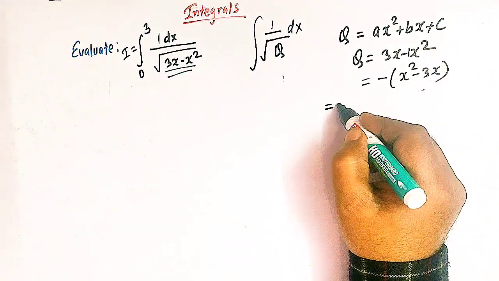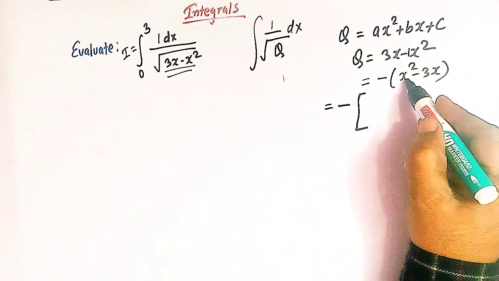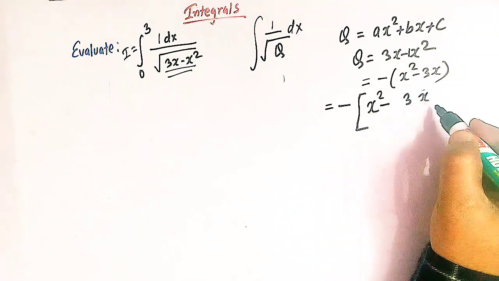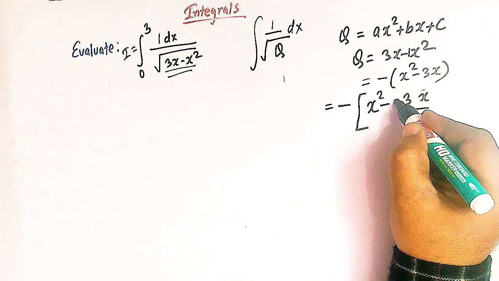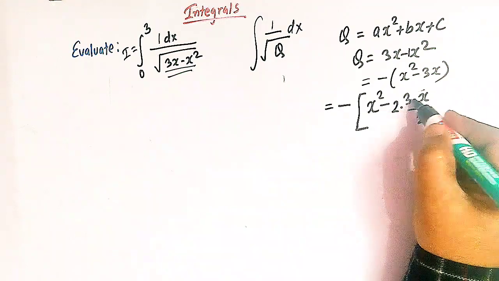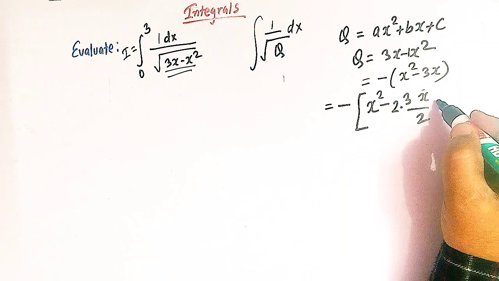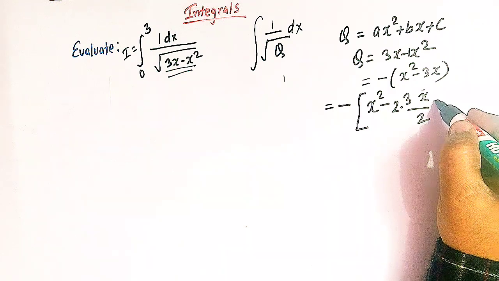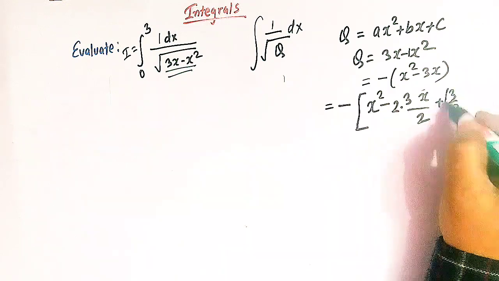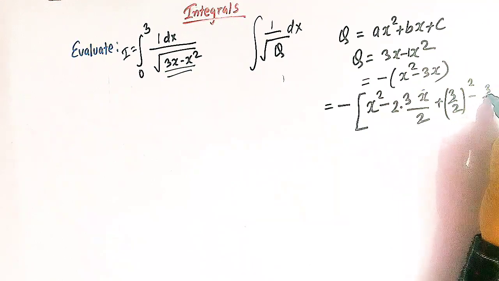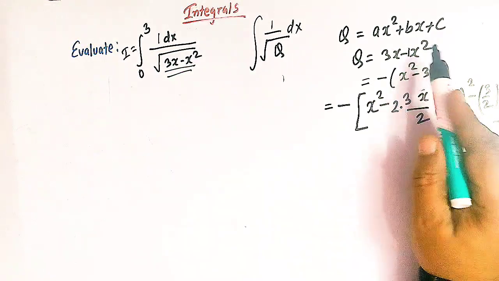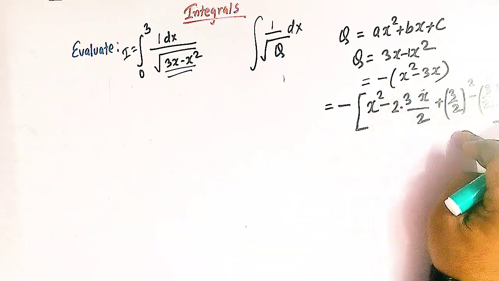Okay, so now we have minus, and now we'll write this term as x square minus 2 times 3x over 2. Here we'll write a 2 in front of 3x, and then we'll add and subtract the square of 3 by 2. So here we'll write 3 by 2 square, then we'll subtract 3 by 2 square. So this is the usual method of changing a quadratic polynomial into a perfect square.